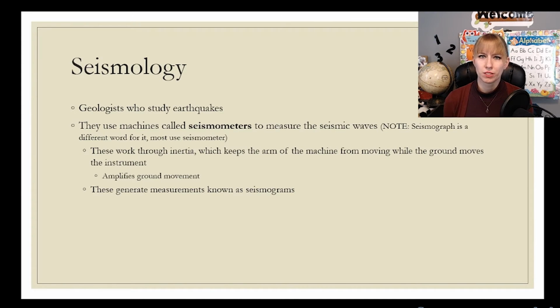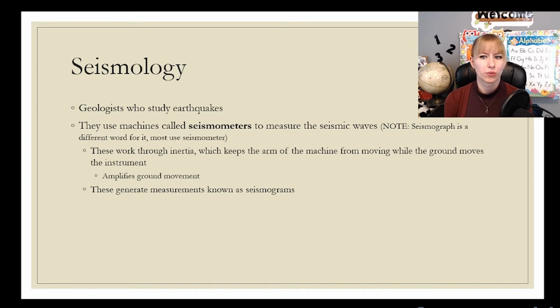Seismology is the study of earthquakes, and geologists who study these earthquakes are called seismologists. They use machines called seismometers to measure the seismic waves. A seismograph is a different word for it, but most people use seismometer. And these are set up all over the world. They're used to track seismic activity.